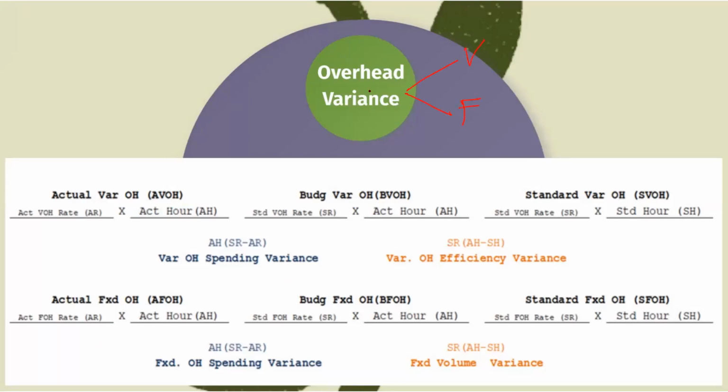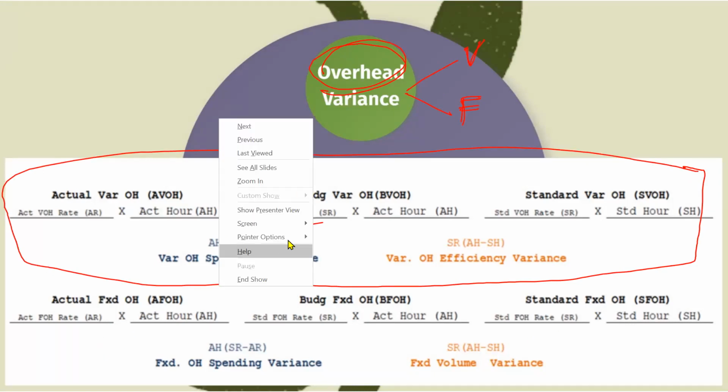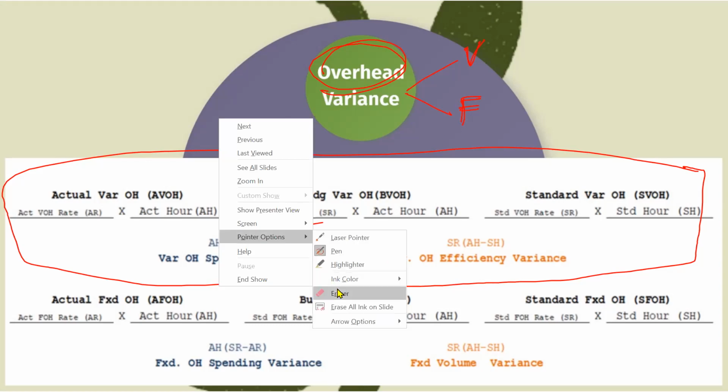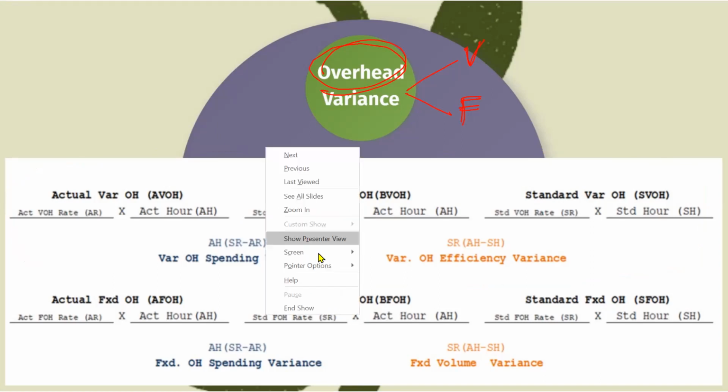You still remember that your overhead has two components, variable and fixed. That is why when you are doing your overhead variance, you also have your variable component, which is these ones, okay, and your fixed component, which is the one below, okay. All right. So please take note of that and let me erase that so that our writings would be presentable.